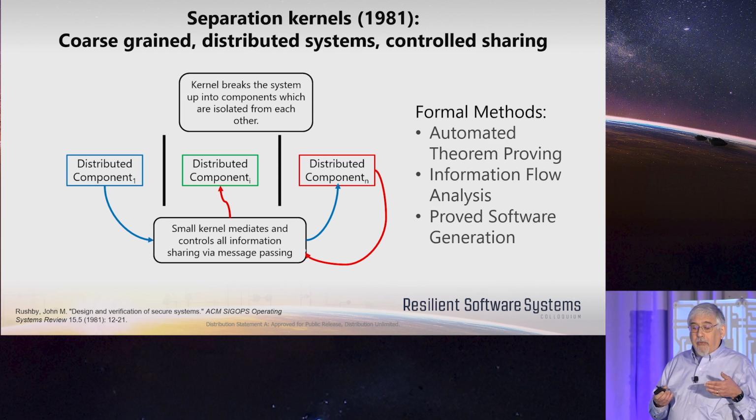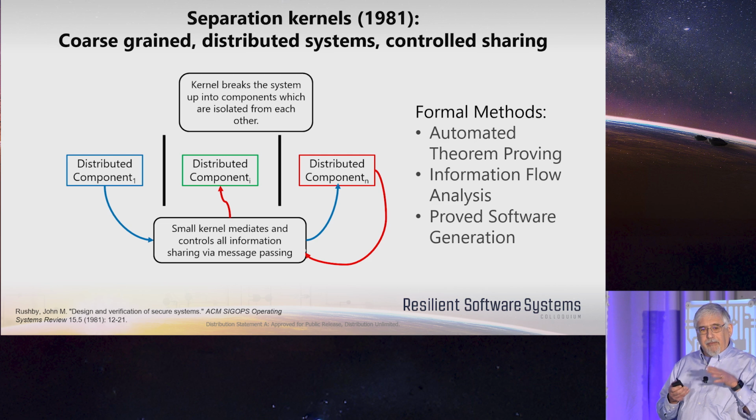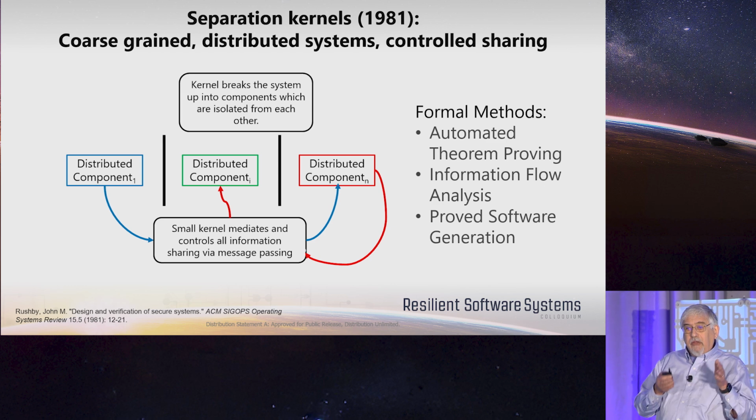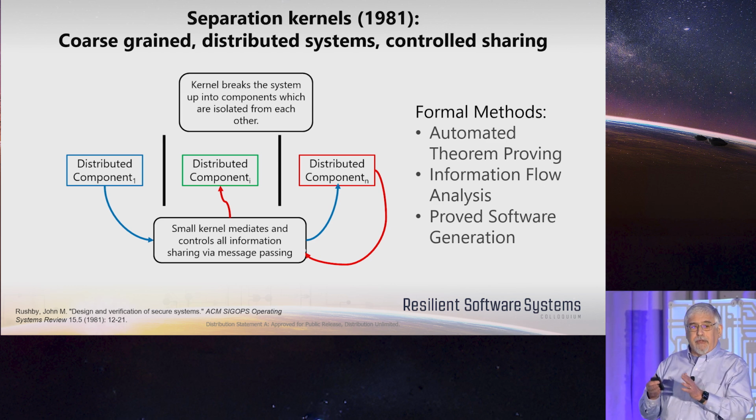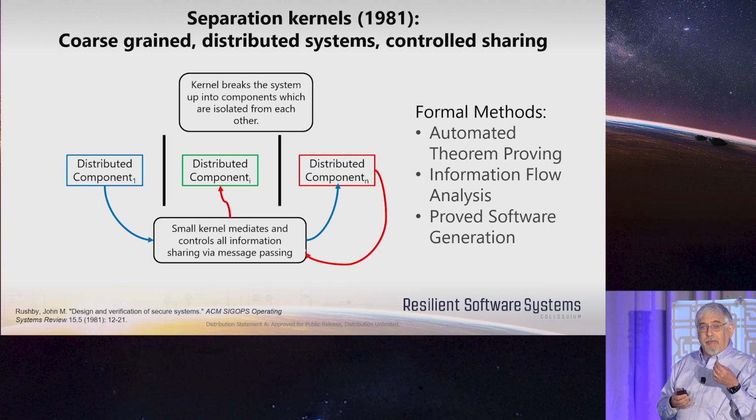And it's a coarse-grained distributed system model for controlled sharing. And the idea was, if we think back to that batch processing era where everybody thought they had their own machine and they were isolated, let's create a system in which that really is the reality, so that every program that's running in the same computing system is completely isolated from all the other ones. And it's the role of a small kernel to make that be true.